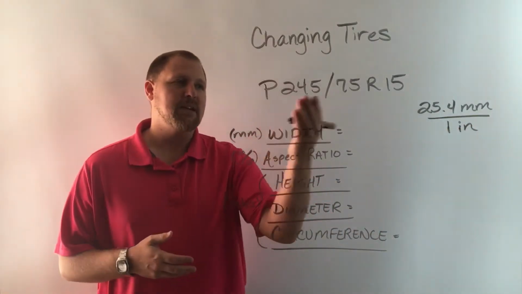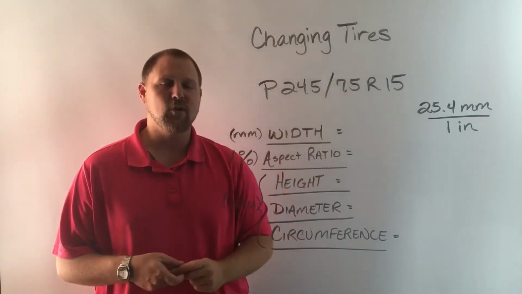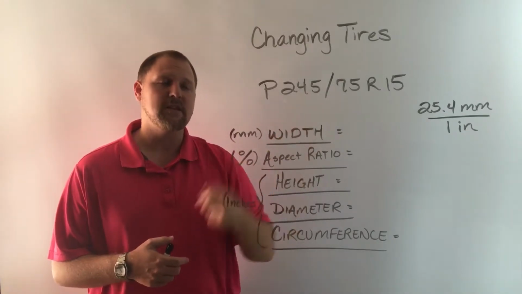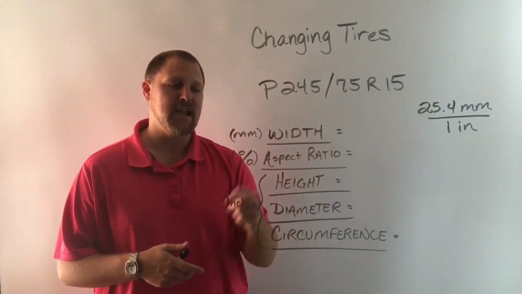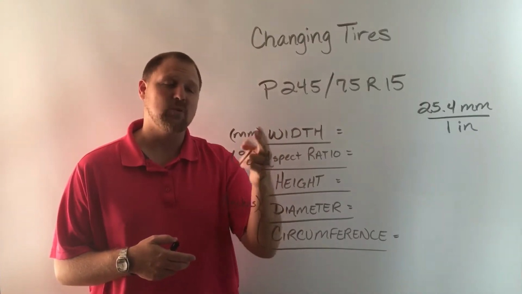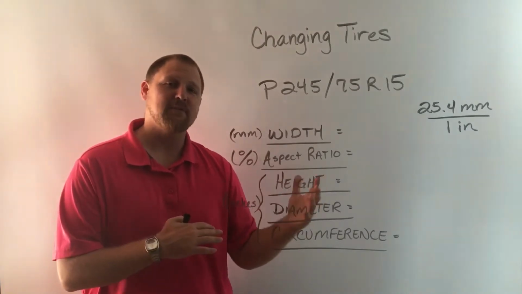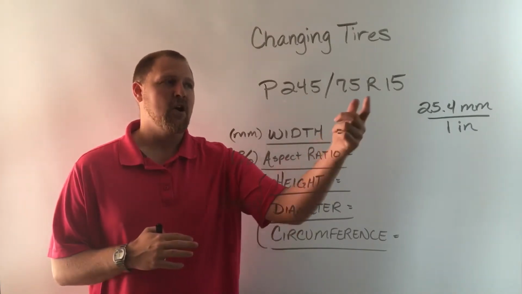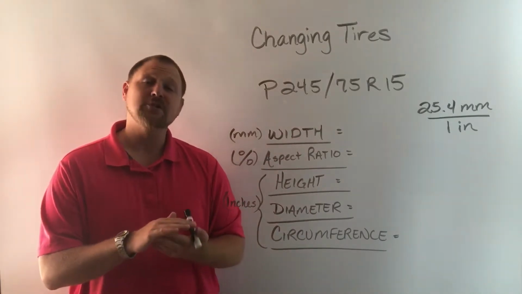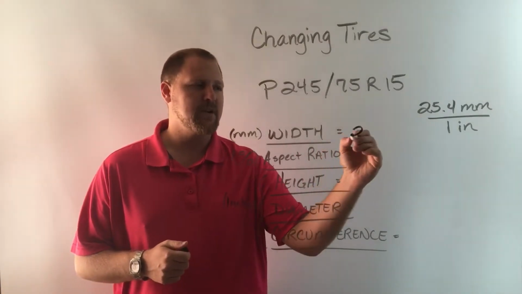And then we talk about this index here, this information. We have P245, 75, R15. P stands for passenger tire. 245 is the width in millimeters. 75 is the aspect ratio as a percent of width, of height to width, not width to height. It's height to width, which is a little bit backwards than the aspect ratios in the media. R stands for radial, and then 15 is the wheel diameter.